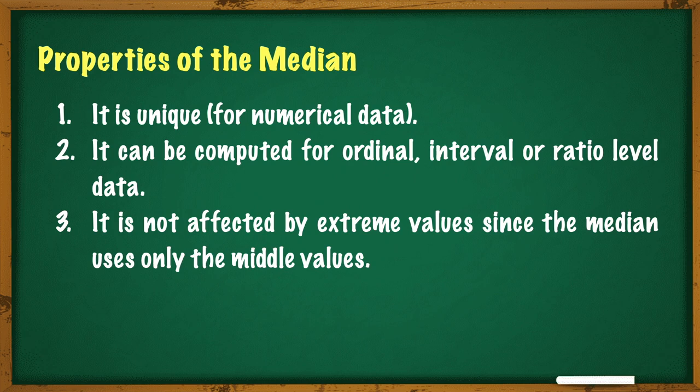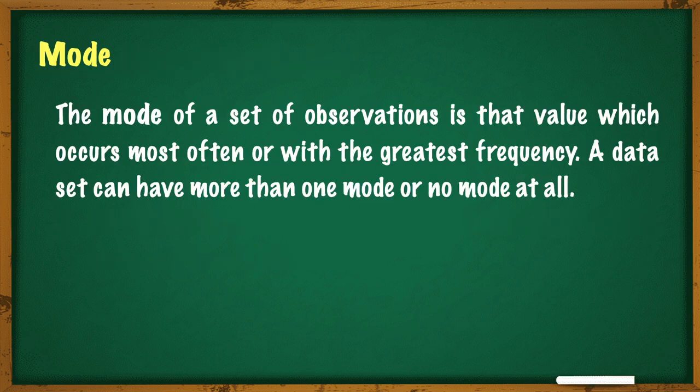extreme values. In addition to the mean and the median, another measure of central tendency or location is the mode, which is the value or values that occur the most number of times, or the value or values with the greatest frequency. So a dataset can have more than one mode or no mode at all.